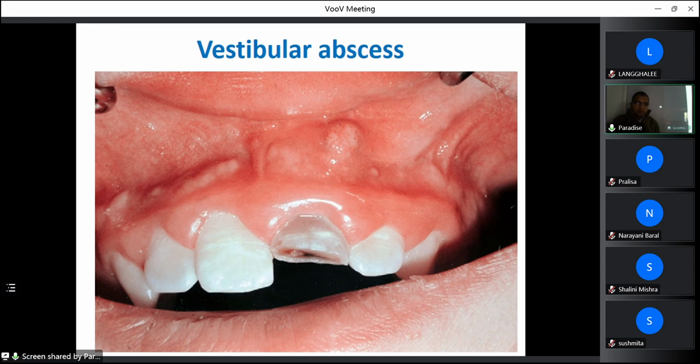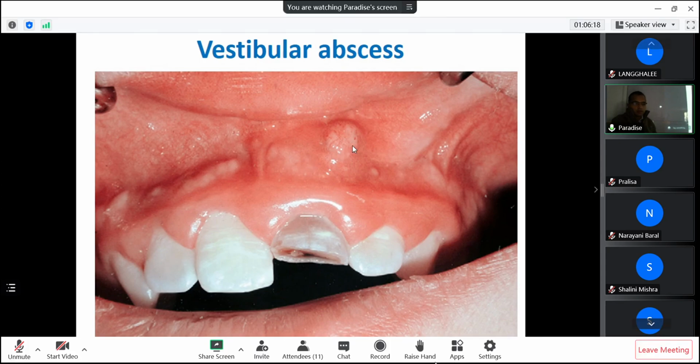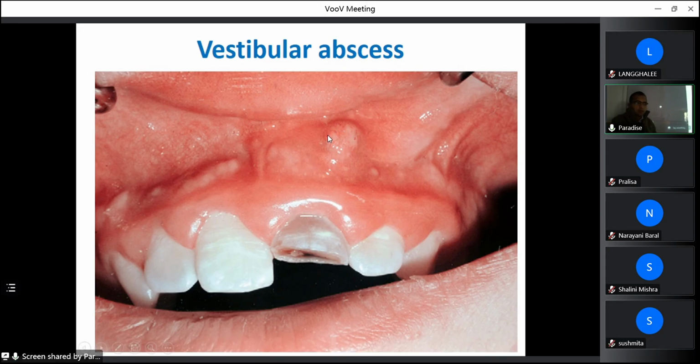It is a vestibular abscess. It is due to infection from the central incisor. The central incisor is infected. There is trauma, so it has not undergone any endodontic treatment. So the infection has spread to the periapical lesion. The infection in the periapical lesion has enlarged, and it has caused a buccal cortical perforation, and it leads to vestibular abscess. Clinically, you can see that there is vestibular abscess. Now, if you take the radiograph, you can see the periapical radiolucency in the periapical lesion.